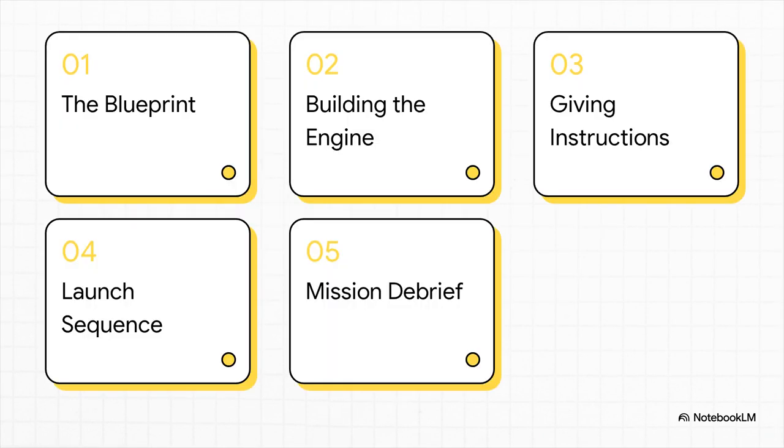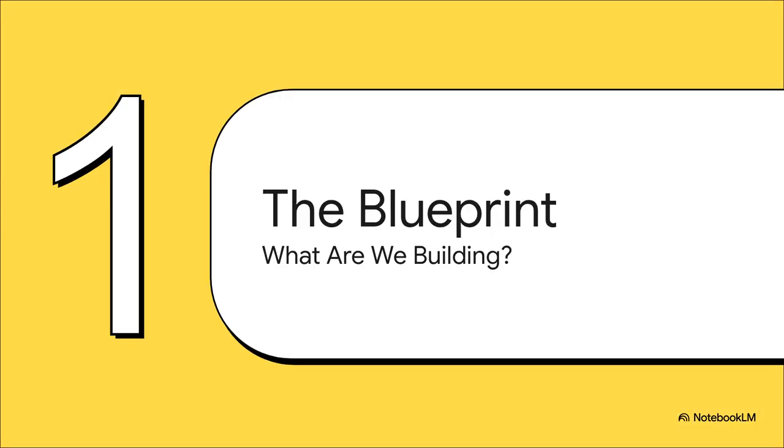We'll start with the blueprint, figuring out what we actually want to do. Then we'll build the engine with some basic code. After that, the fun part, giving instructions. We'll follow that up with the launch sequence to see it all in action, and then finish up with a quick mission debrief. Okay, let's get into section 1, the blueprint.